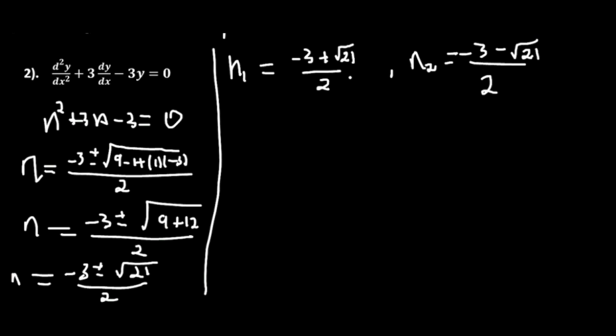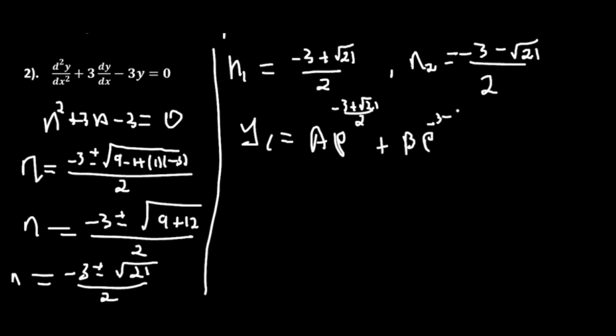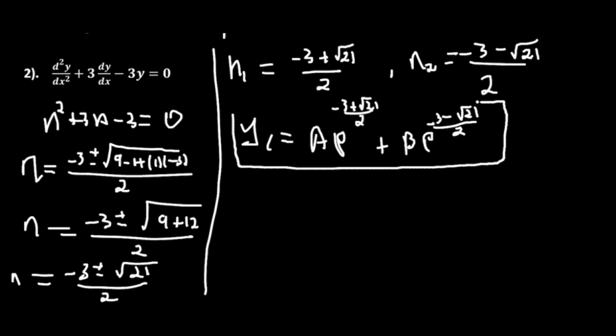Since these are two real and distinct roots, our y complementary will simply be equal to a e to the power of minus 3 plus root 21 over 2, plus b e to the minus 3 minus root 21 over 2. So generally that's our complementary solution.